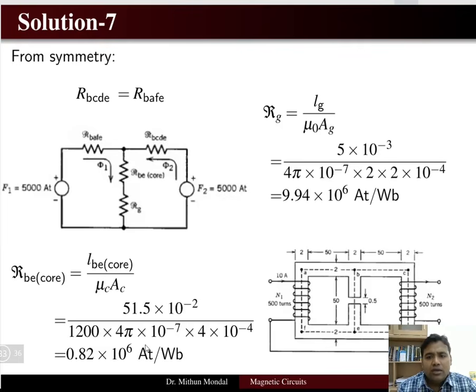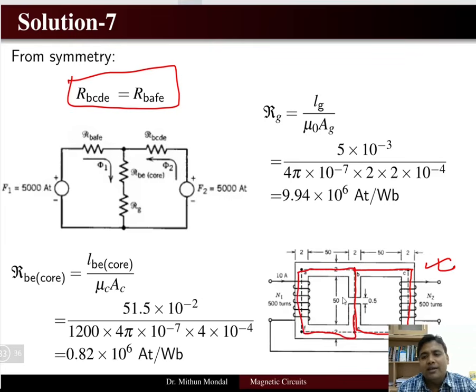So with these dimensions you can see that there is a symmetry in nature. So what is symmetry? If you see B, C, D and E, this part of the core material, and B, A, F, E, this part is symmetrical because all the dimensions are equal and you have an equal number of turns for the current excitation coil. So all things are equal, then we can easily solve that.